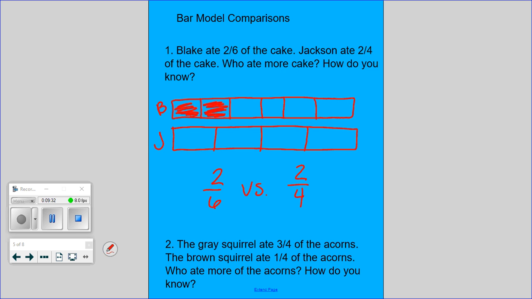The numerator is 2. Again, I can color in any pieces technically, but to make it easy for us to see, we're only going to color in the first 2.